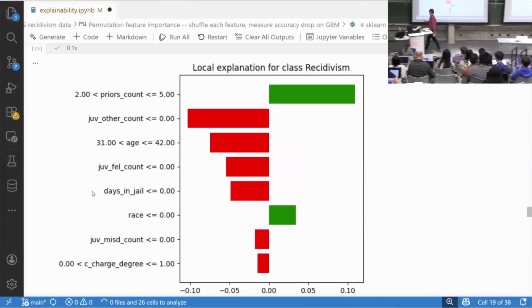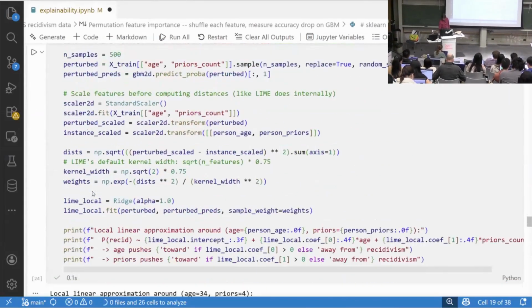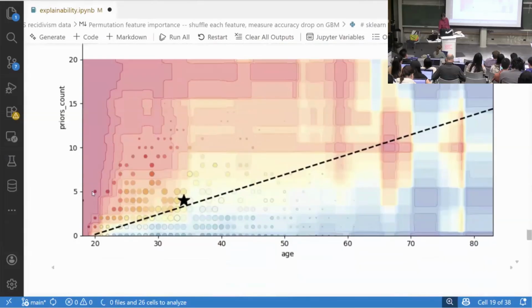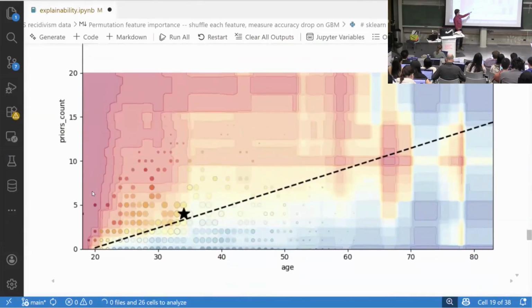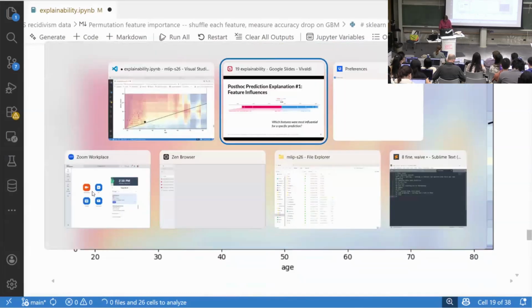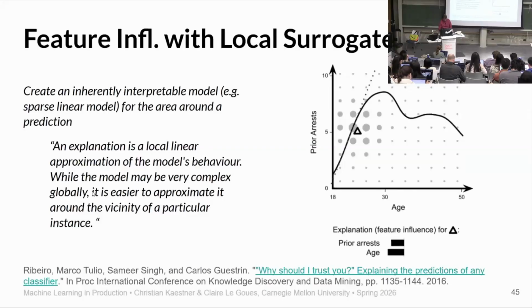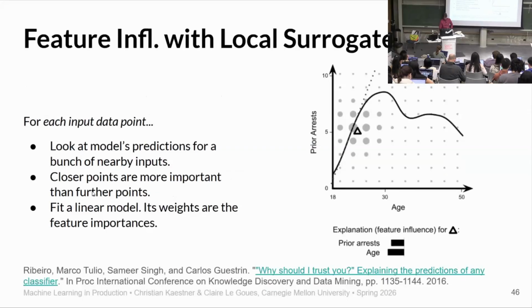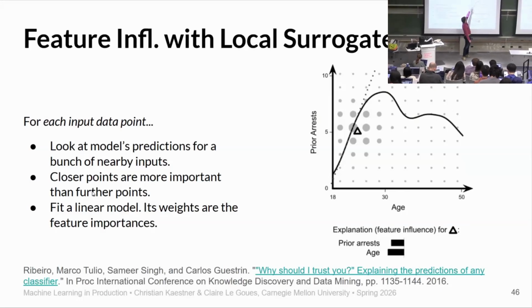The way that LIME works is, let's do this here. I have a person here, and I think this is easier to explain with this one here. So let's say we have a more complicated decision boundary. This is how the model decides. Everybody on this side is more likely to reoffend. On this side, less likely to reoffend.